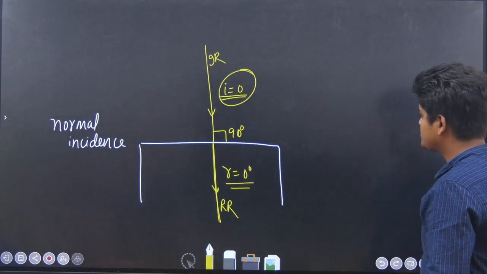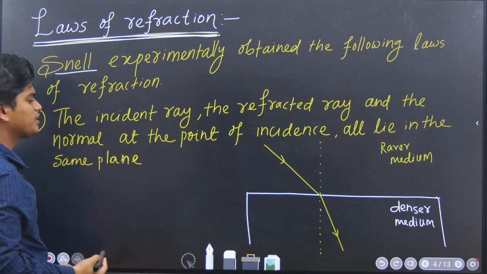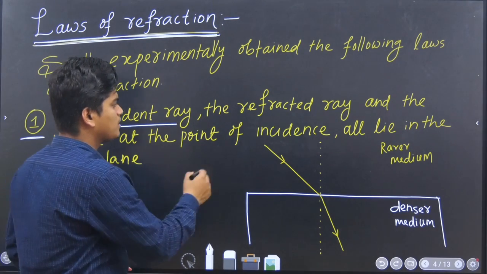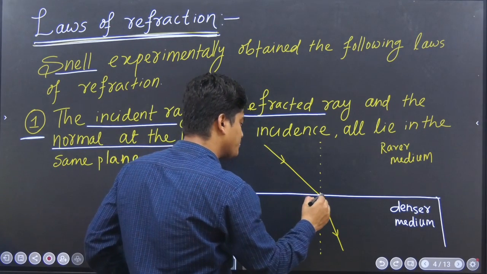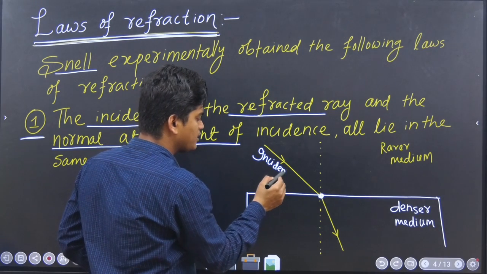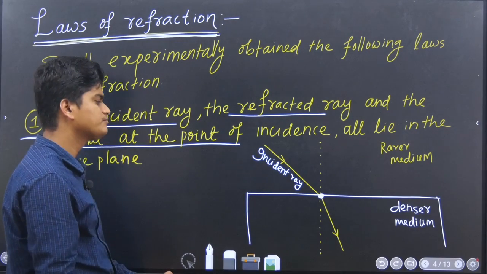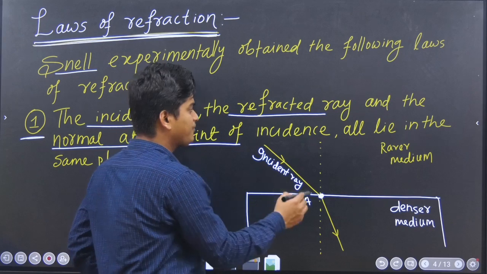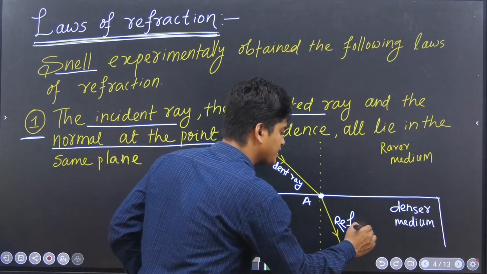Now come to the laws of refraction. Snell experimentally observed the laws of refraction, and he gave some ideas. What did he tell? The incident ray, the refracted ray, and the normal at the point of incidence. This is basically the point of incidence. This is called the incident ray, coming and hitting this point, so this is called the point of incidence. And the refracted ray, refracted means this one is going inside this medium, and it is basically the refracted ray.